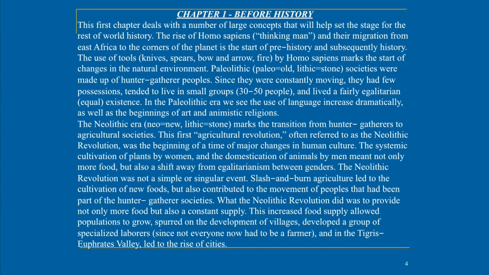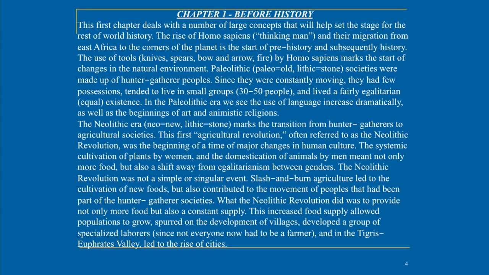Since they were constantly moving, they had few possessions, tended to live in small groups, 30 to 50 people, and lived a fairly egalitarian, equal existence. In the Paleolithic era, we see the use of language increase dramatically, as well as the beginnings of art and animalistic religions. The Neolithic era, neo meaning new and lithic meaning stone, marks the transition from hunter-gatherers to the agricultural societies.